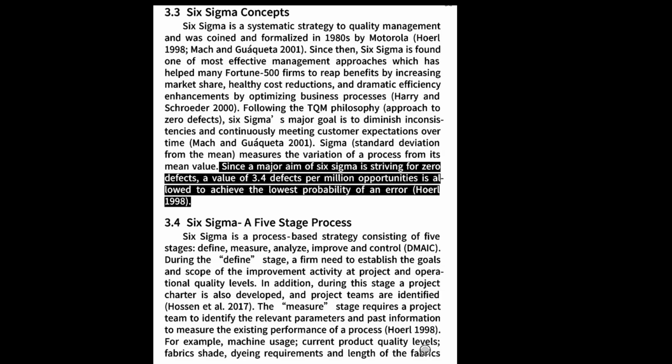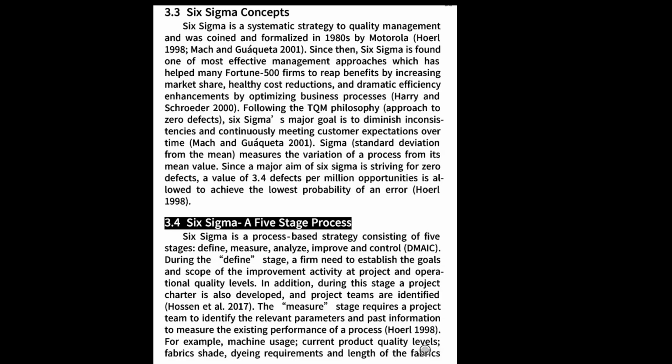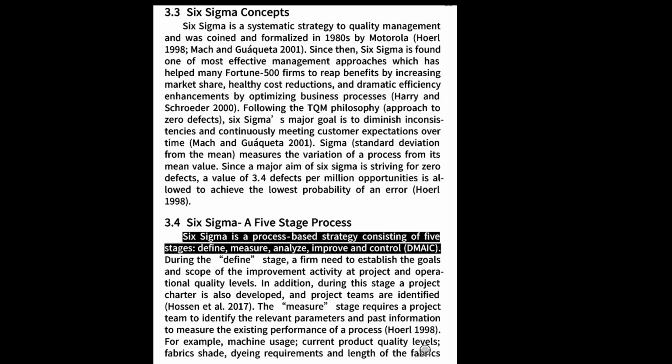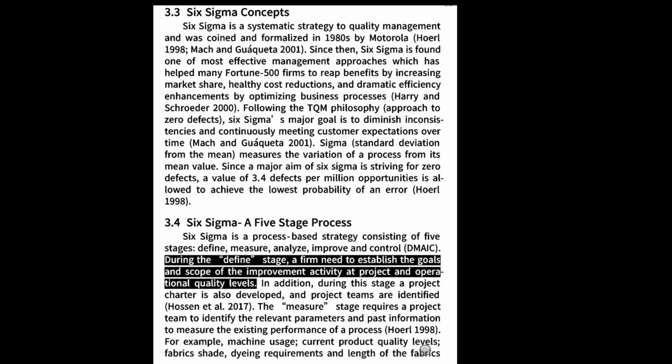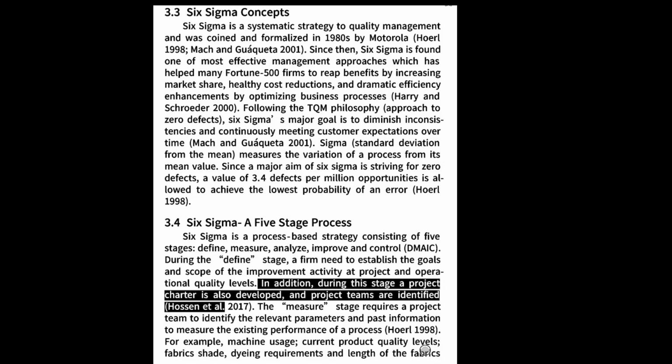Horrell 1998. 3.4 Six Sigma 5-stage process. Six Sigma is a process-based strategy consisting of 5 stages: define, measure, analyze, improve and control. DMAIC. During the define stage, a firm needs to establish the goals and scope of the improvement activity at project and operational quality levels. In addition, during this stage a project charter is also developed, and project teams are identified.